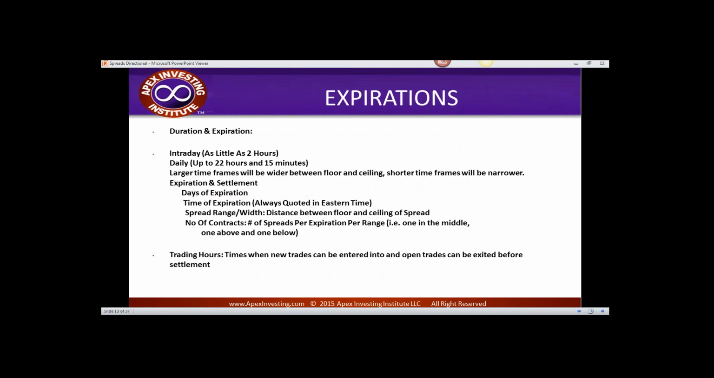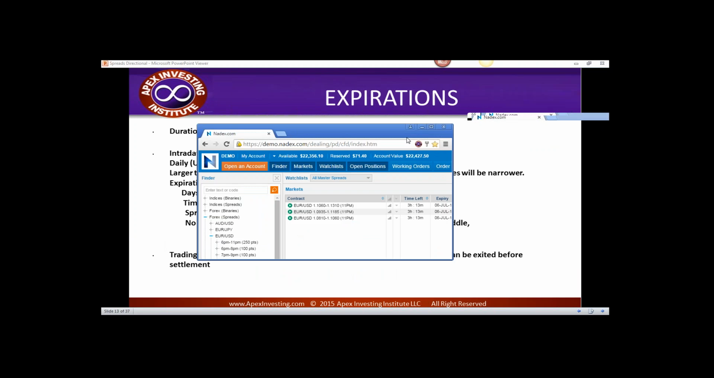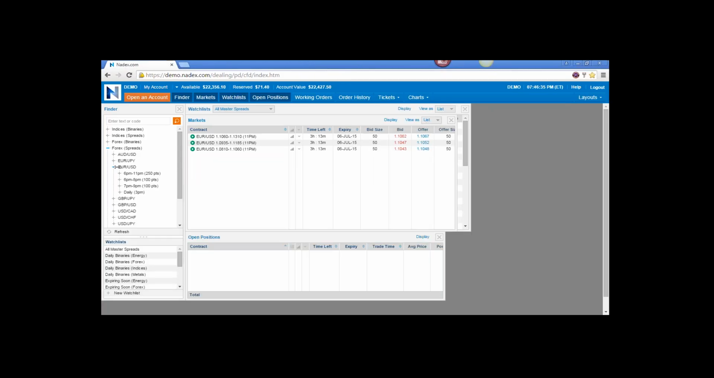So let's move forward here. Different expiration times. There's always different spreads to choose from. All right, you've got intraday spreads that are as little as 2 hours. Got daily spreads that go up to 22 hours and 15 minutes. What do I mean by that? Let's look here on the platform again. For example, just the euro dollar right now. We've got spreads that go from 6 p.m. to 11 p.m. Eastern time. All right, and you've got 3 different spreads.